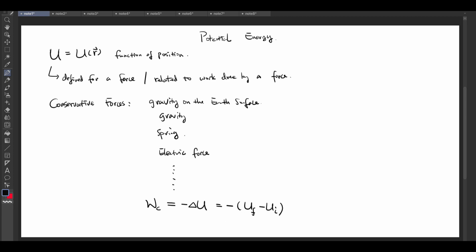Sometimes I use U naught, sometimes I use U_i. They're interchangeable. They're the same. They represent some initial state, initial energy, etc. So that can be said as the definition of potential energy, this equation.